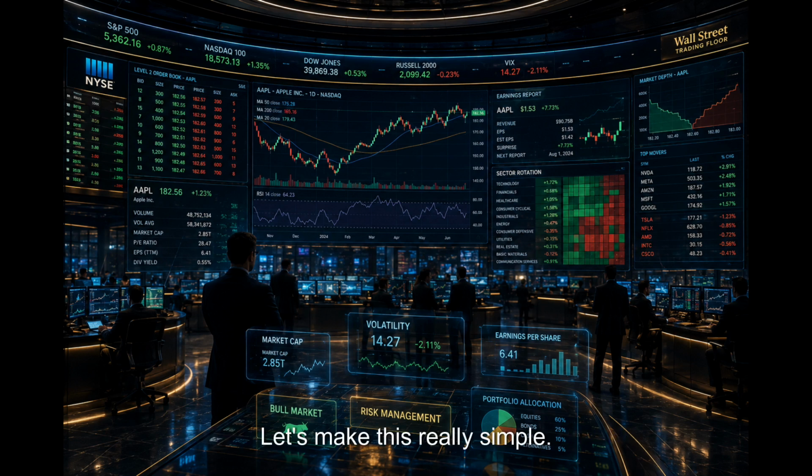Let's make this really simple. Think of it like buying a £100 gift card for £90 today, knowing it will still be worth £100 later. The closer you get to using it, the closer its value moves toward the full amount.